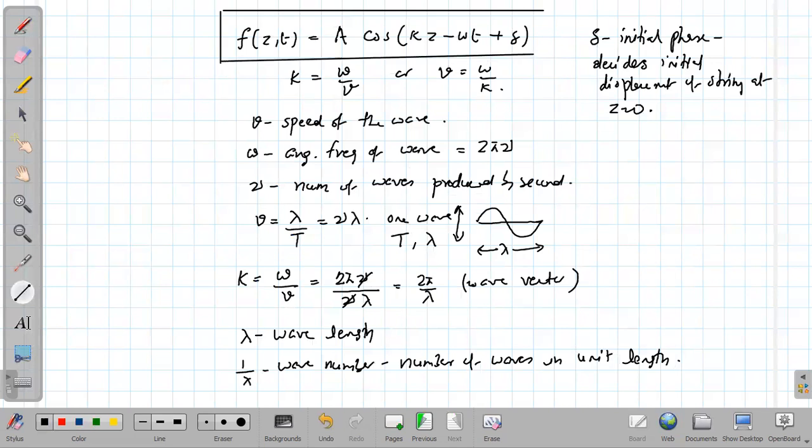So we can summarize our discussion. So f of z,t, a harmonic wave, we can represent as A cos(kz minus omega t plus delta). So this A represents the maximum displacement of the wave, and therefore A is called the amplitude of the wave, and k is called the wave vector, where k is 2 pi by lambda. So from the wave vector, we can calculate the wavelength of the wave. And omega is the angular frequency, and from omega we can calculate the frequency of the wave, and delta is the initial phase of the wave.